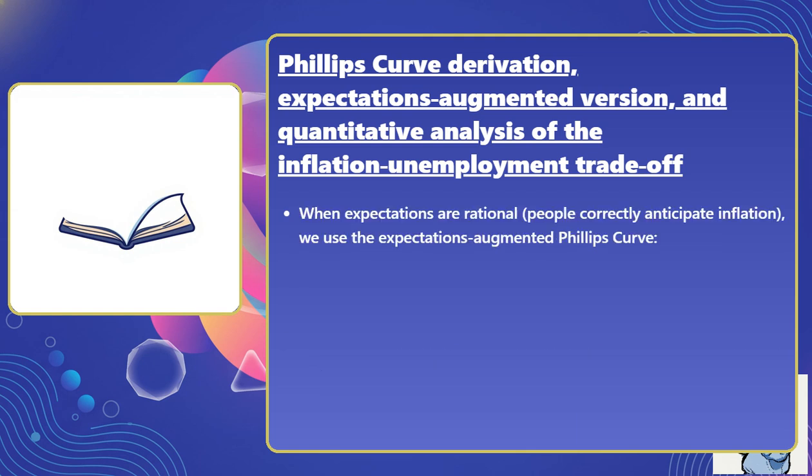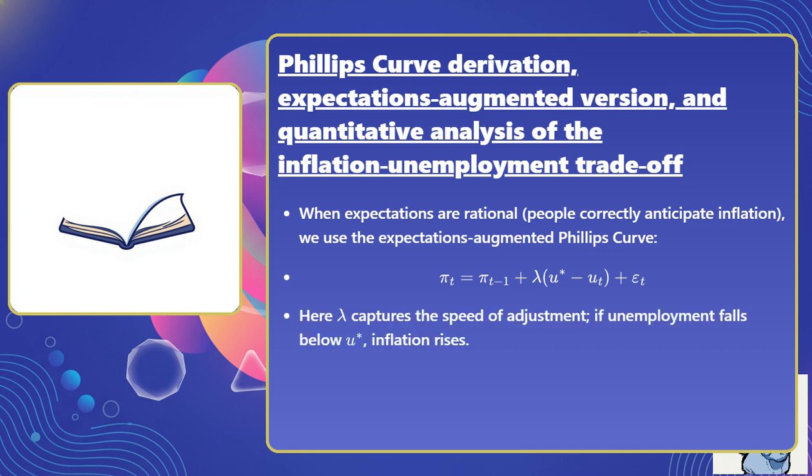When expectations are rational, people correctly anticipate inflation. We use the expectations-augmented Phillips curve: pi sub t equals pi sub t minus 1 plus lambda times u star minus u sub t, plus epsilon sub t. Here lambda captures the speed of adjustment. If unemployment falls below u star, inflation rises.